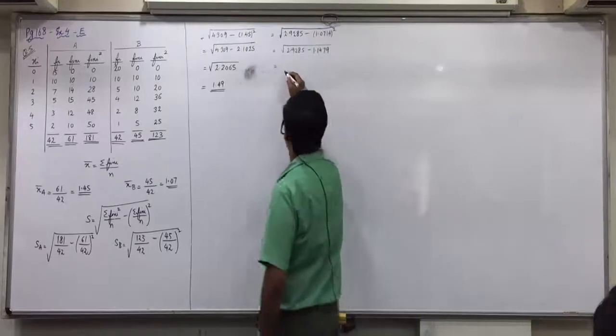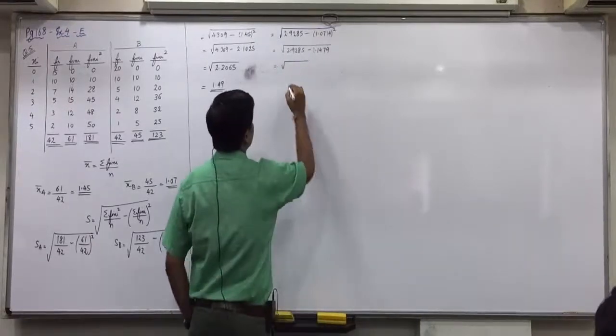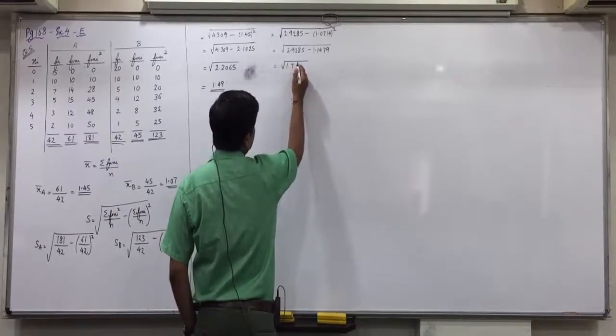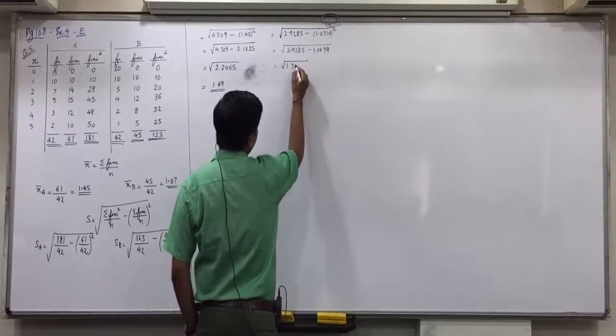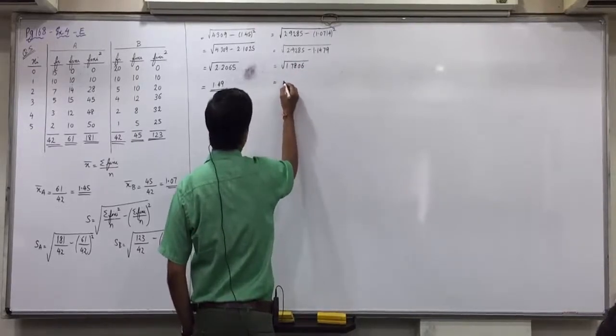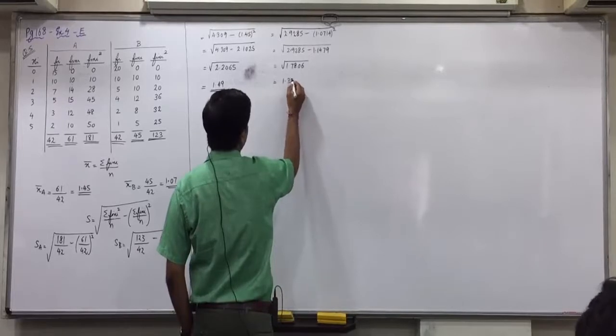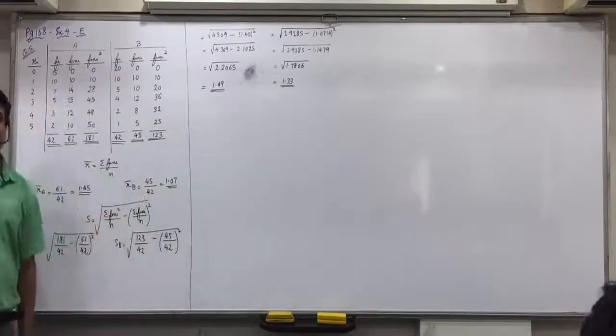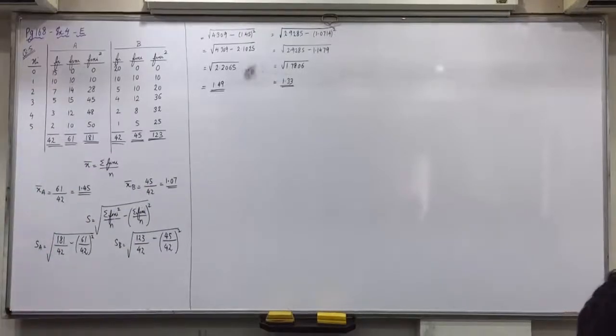Now the square root of 2.9285 minus 1.1479 is 1.7806 in 4 decimals, and then the square root is 1.33. This you round off to 2 decimals. Until the final answer, take everything in 4 decimals. Did you understand this? Now we can find CV and then conclude.